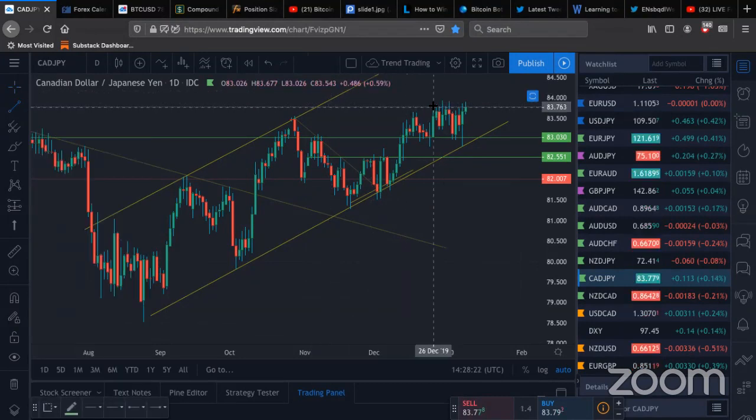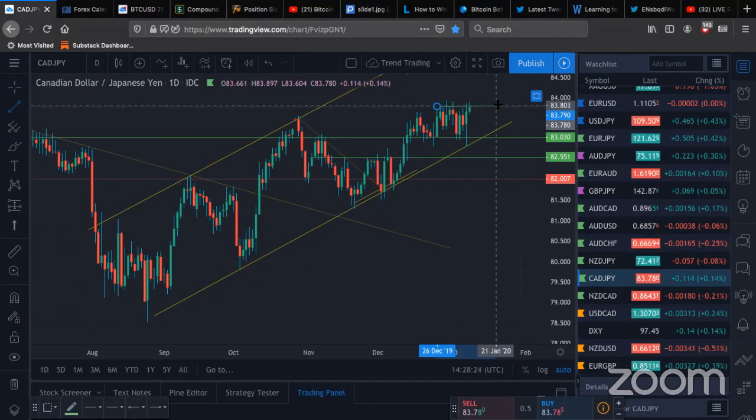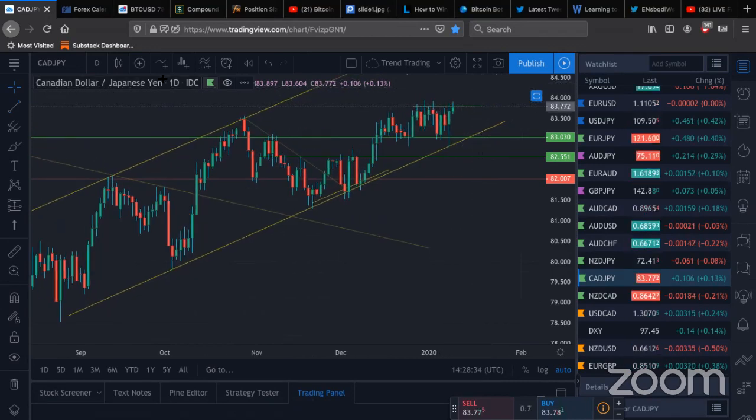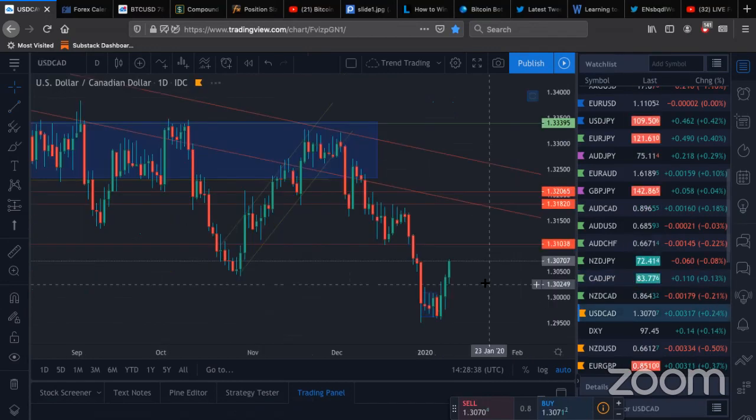I just want to draw in this little bit of resistance that we're playing with right now. The reason being, she could just break out up here. And if we do and come back down and test that, that could be a possible place to look for an entry in the coming week ahead. But let's go back to the US dollar, Canadian dollar, because this is looking good now.